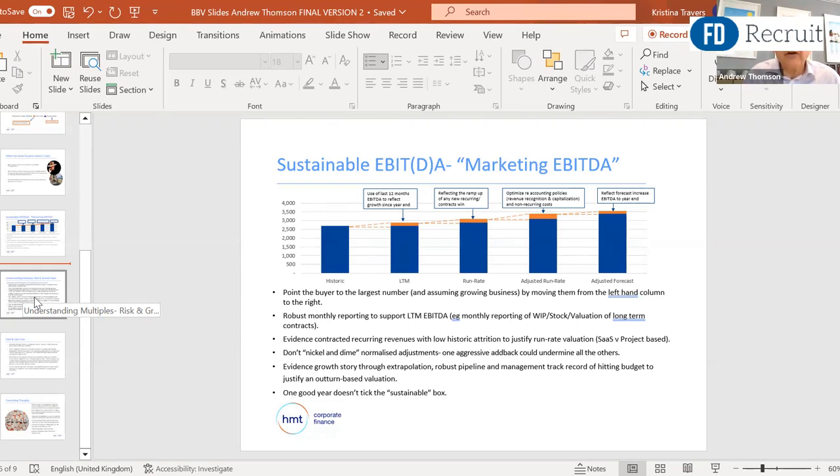If you can evidence growth through extrapolating historic trading, have a robust pipeline, and if management have a track record of hitting budget, then you may be able to justify an outturn valuation. Important point to make is one good year doesn't tick the sustainability box, but I'll say it's moving the buyer from the left-hand column to the right.